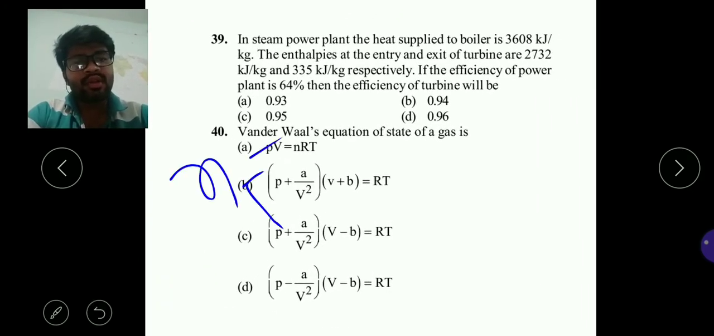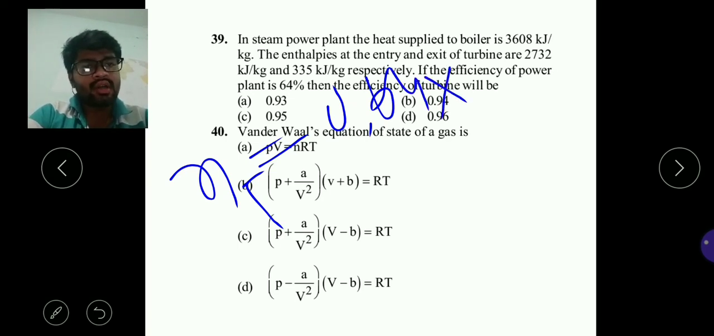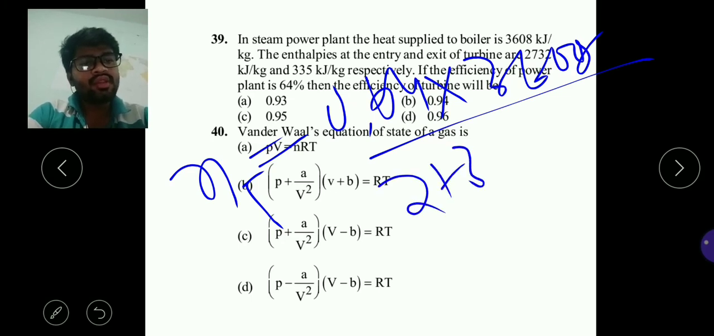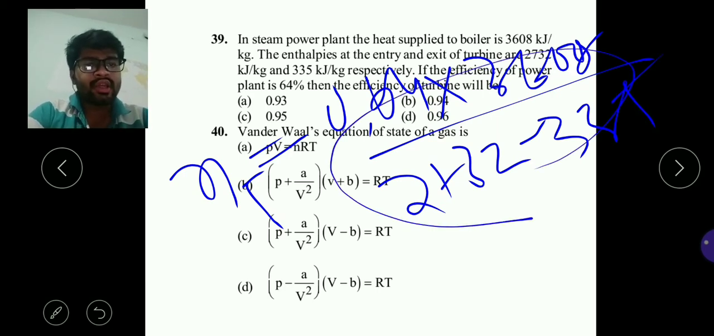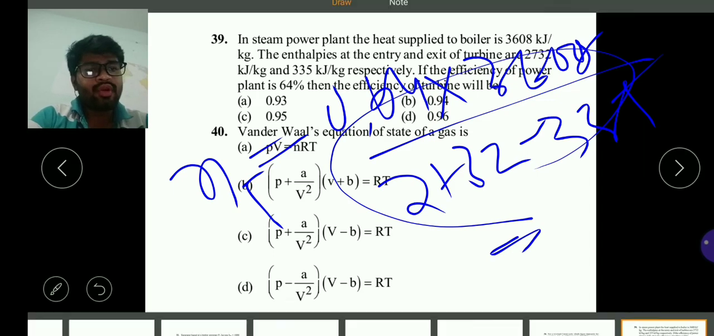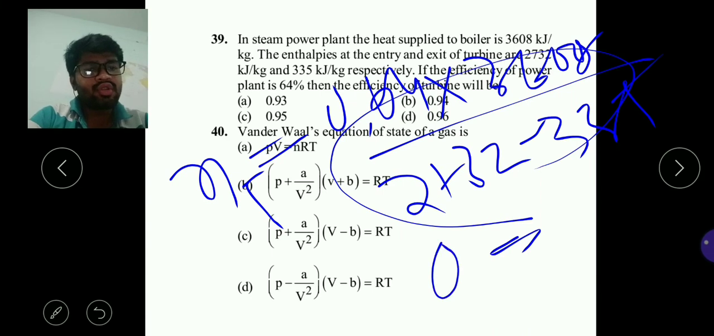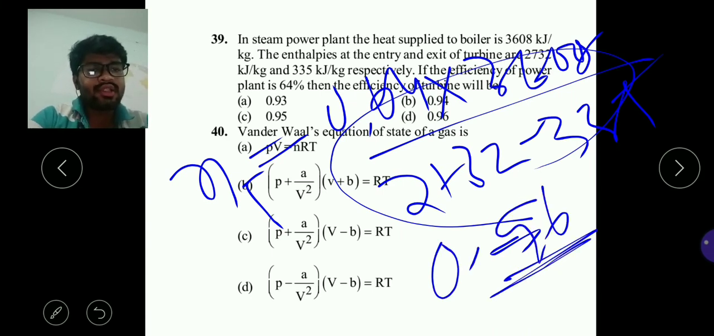The efficiency of the turbine will be equal to the efficiency of the power plant cycle, 0.64, into Q, which is 3608, divided by H1 minus H2, that is 2732 minus 335. If we calculate this value, we can get the answer. So the answer will be 0.96 for this question.